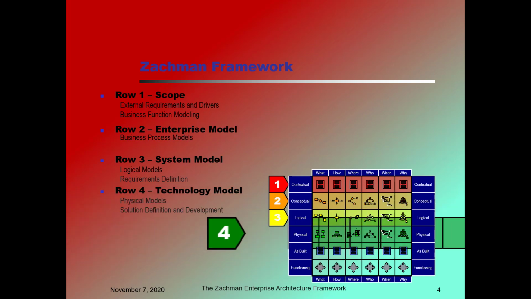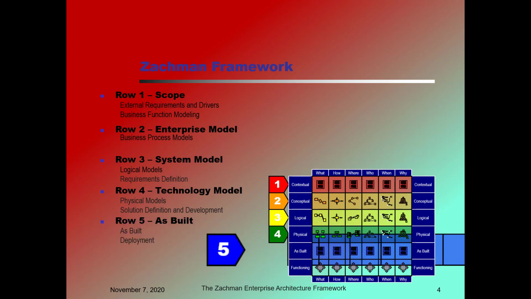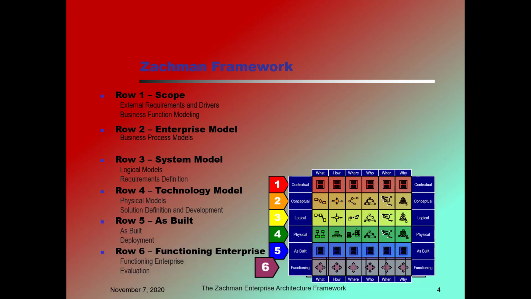The fourth role is a technology model, physical model, solution definition, and development. And then the fifth role deals with as built, deployment, implementation. Finally, role 6 deals with functioning enterprise, so functional enterprise evaluation. As you can see at the bottom and at the top, we have the what, who, where, when, why.